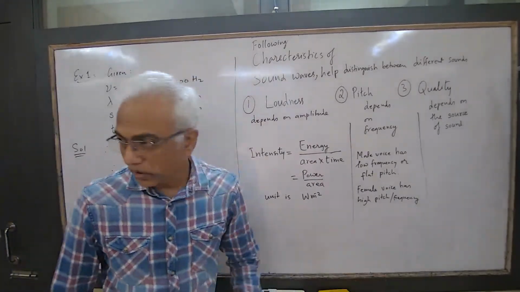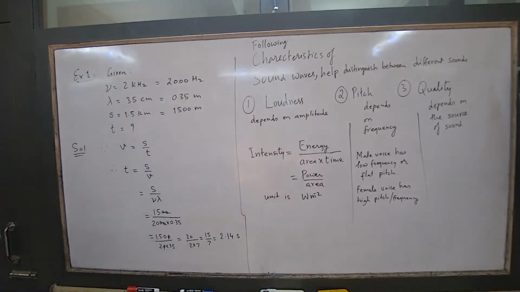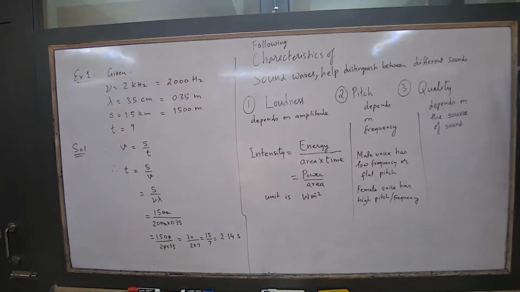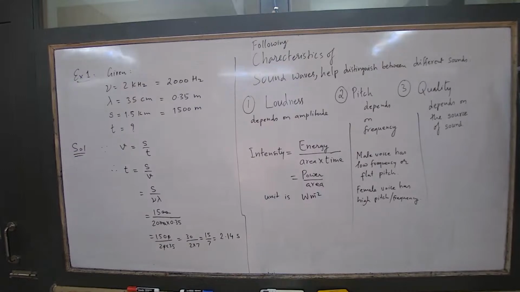And quality, I told you what it is. Quality will have a different waveform. Everyone's waveform will be different because the source is different. So you can discriminate sound even without looking at the source, through its quality. You know the characteristics of sound. I already told you speed of sound is different in different media. Right?